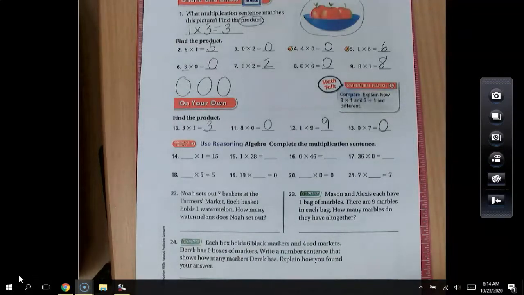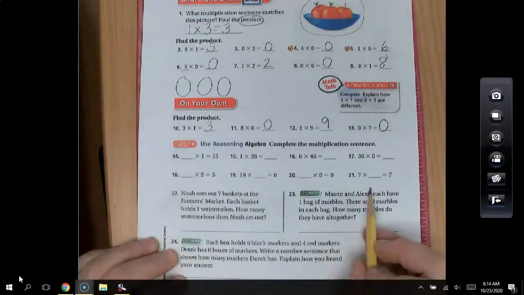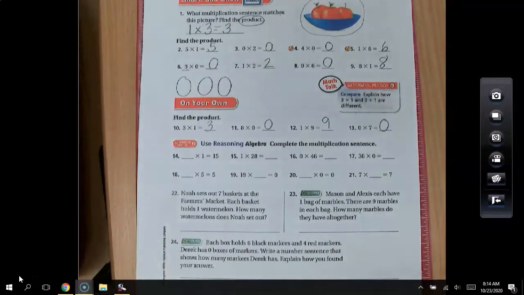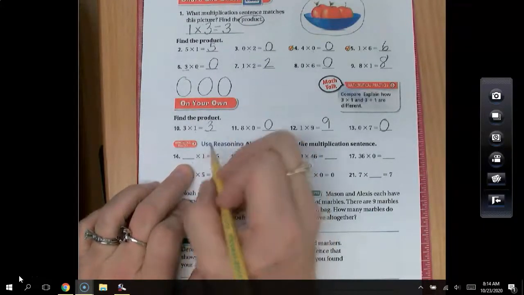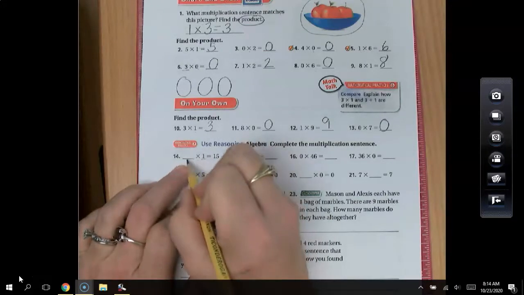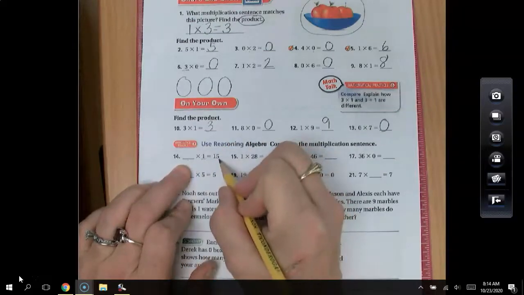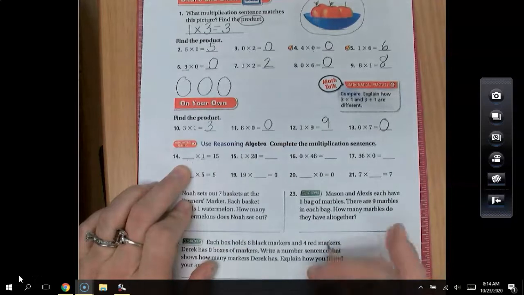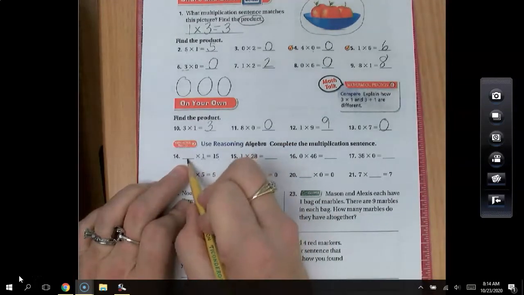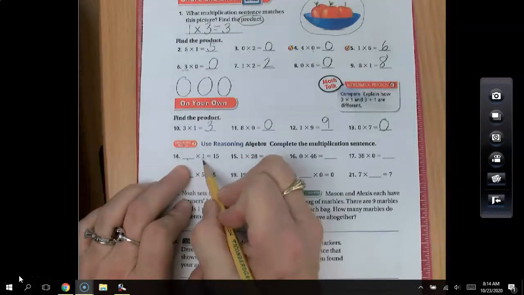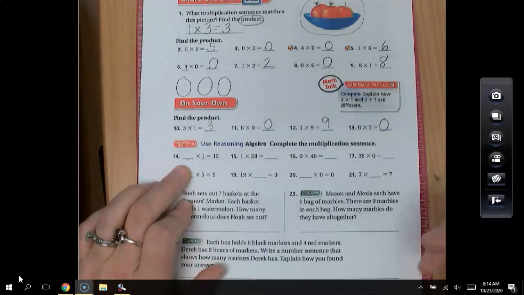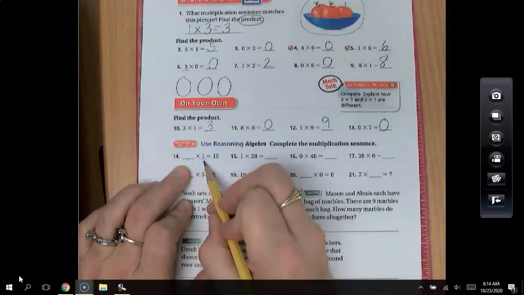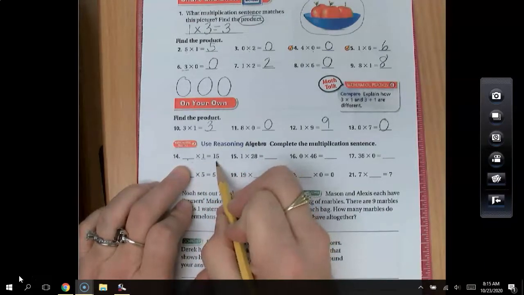All right, now let's look at 14 through 21. Well, if I look at 14, I see something very strange about that. I see one factor, but I don't see the beginning factor. I'm missing a factor. And I see the product. You have to ask yourself, boys and girls, what number times 1 equals 15? What factor do you think I'm missing? What number times 1 equals 15?